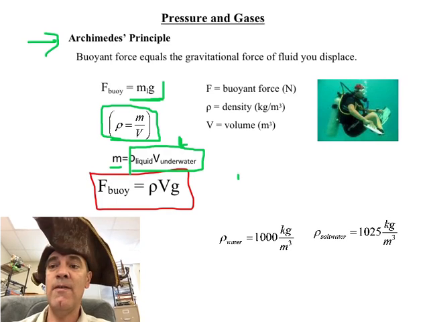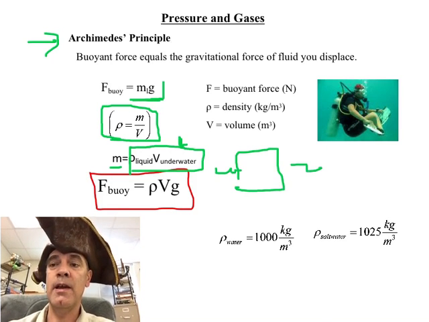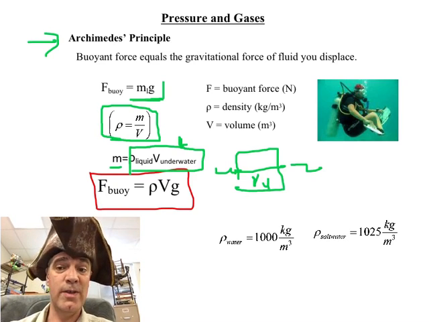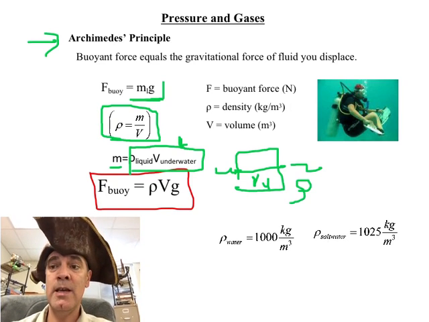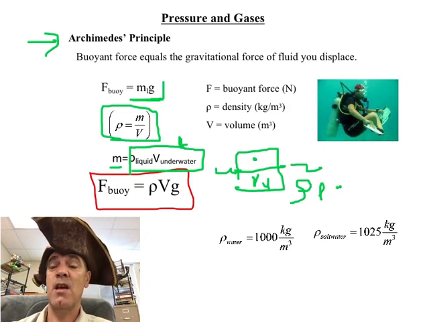So if you have a thing, this is the volume underwater, not the whole volume, just the part that's underwater. And the density of the liquid is the density of this, not the density of the object, but the density of whatever it is you're displacing.